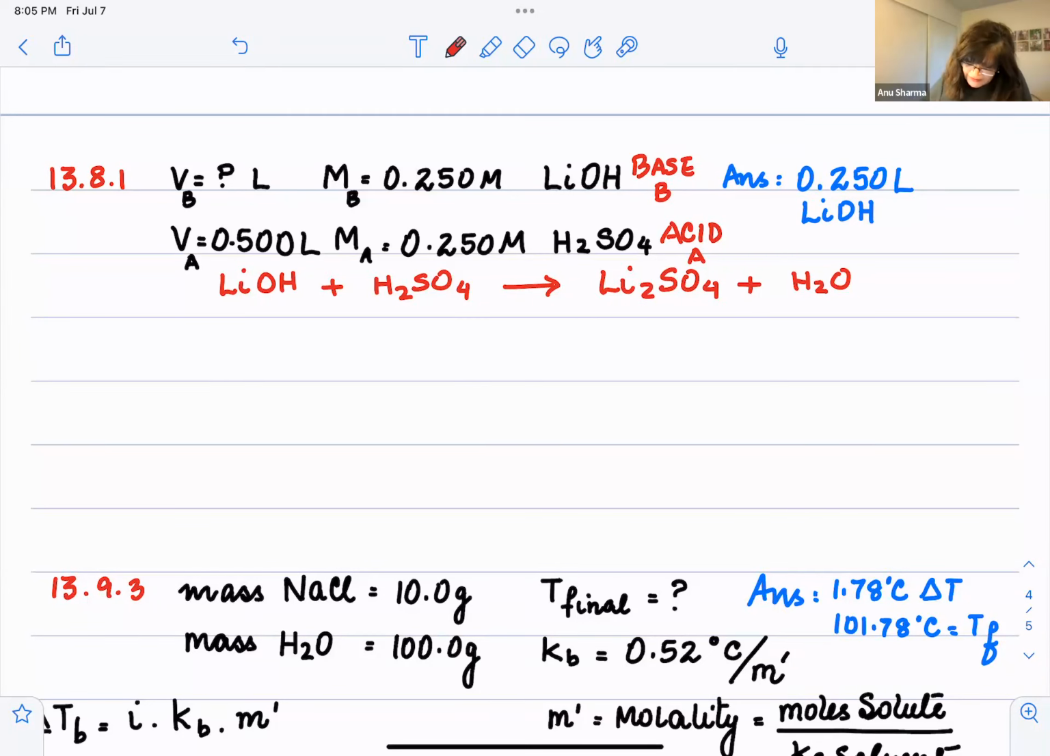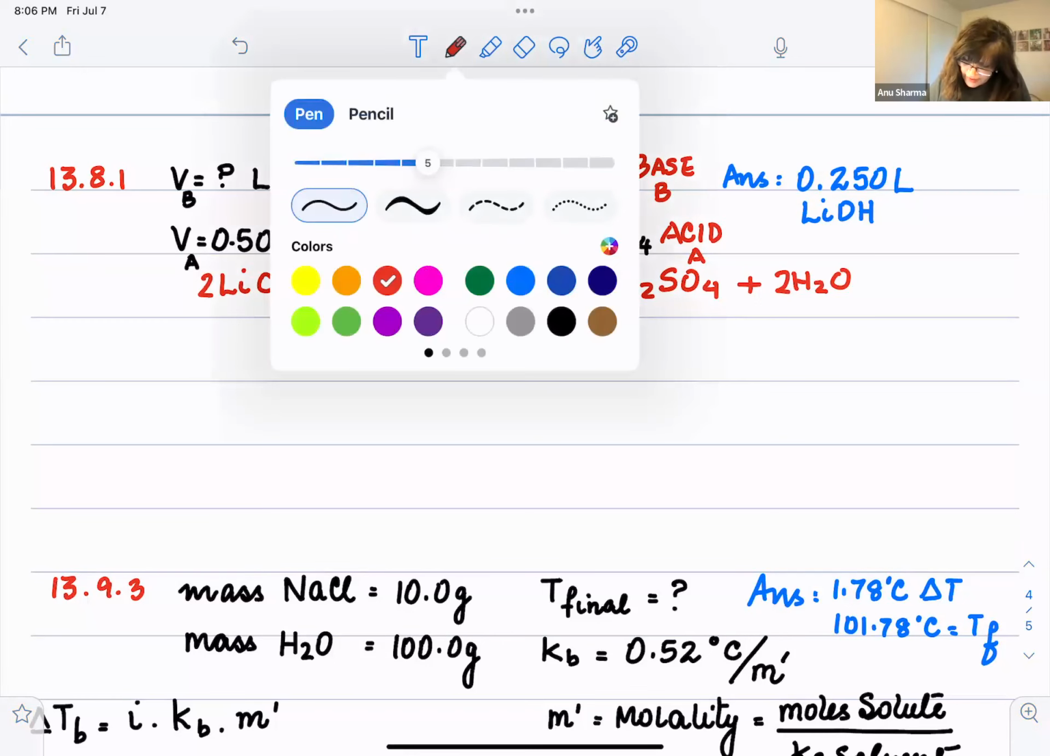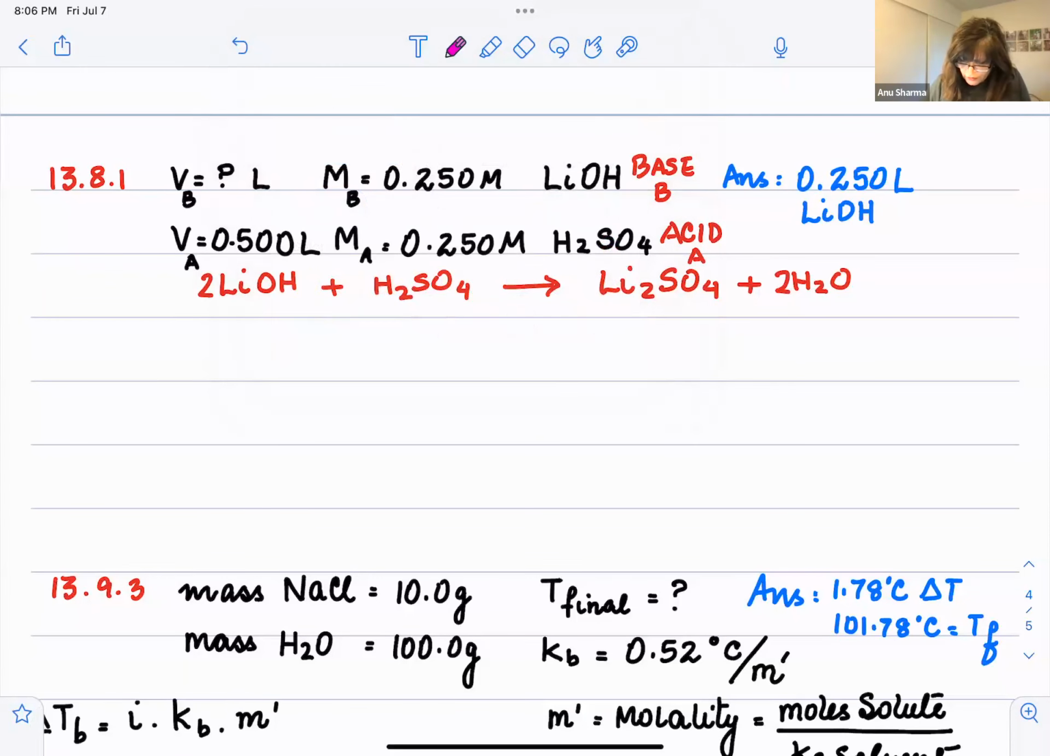So balance it: this is 2, and so this becomes 2. So 4 hydrogens, 1 sulfate, 2 lithiums, and 2 oxygens. Okay, so that's balanced. Now, this is the strategy you will follow.